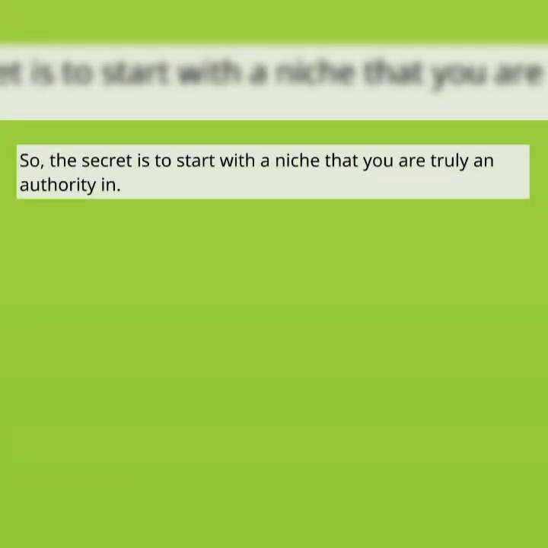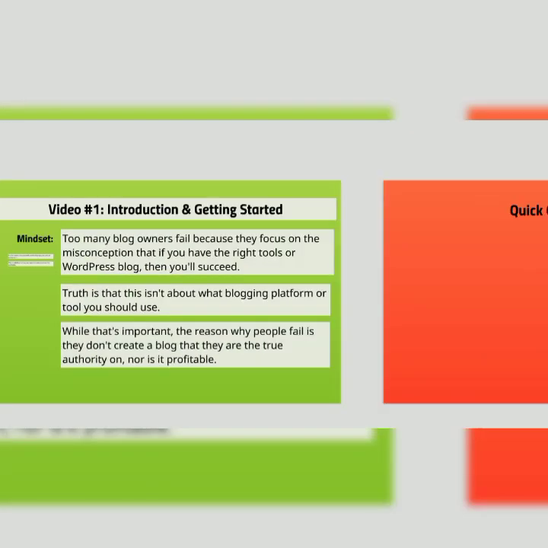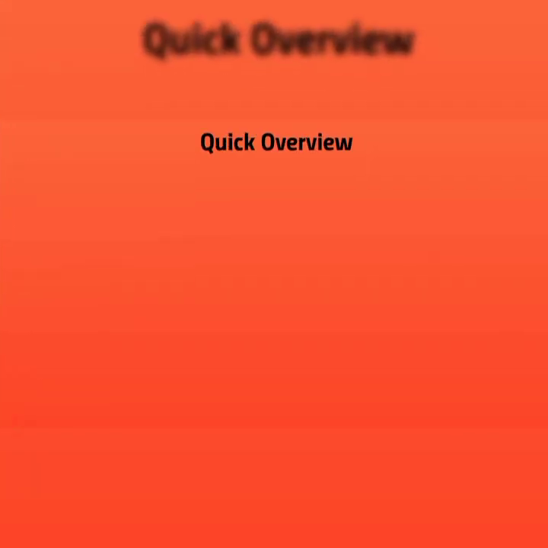So the secret is to start with a niche that you are truly an authority in. This video course is all about that: how to find your niche, and how to make sure that you are in fact the authority. We're going to put things through a test, and you'll see several tests in the beginning to make sure that is true. Plus, you want to make sure, of course, that it is profitable, that you have enough products to sell, and that you can increase your revenue stream.